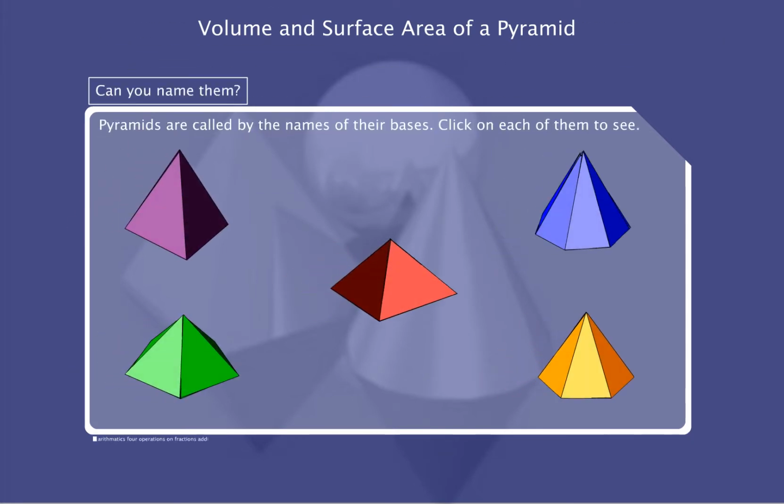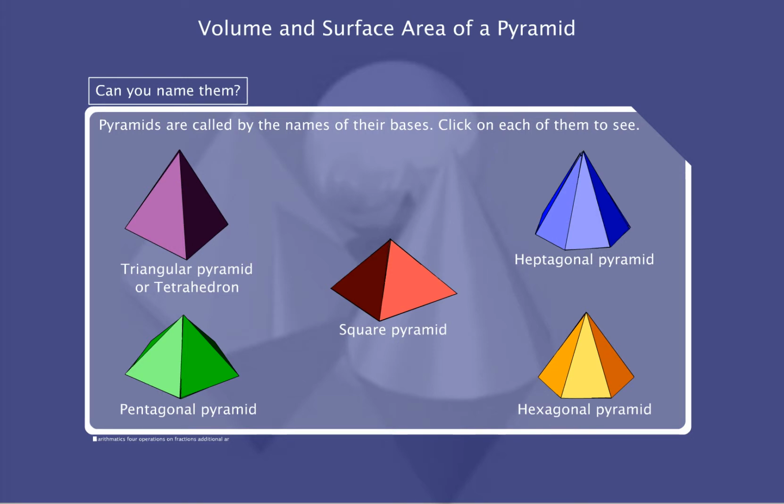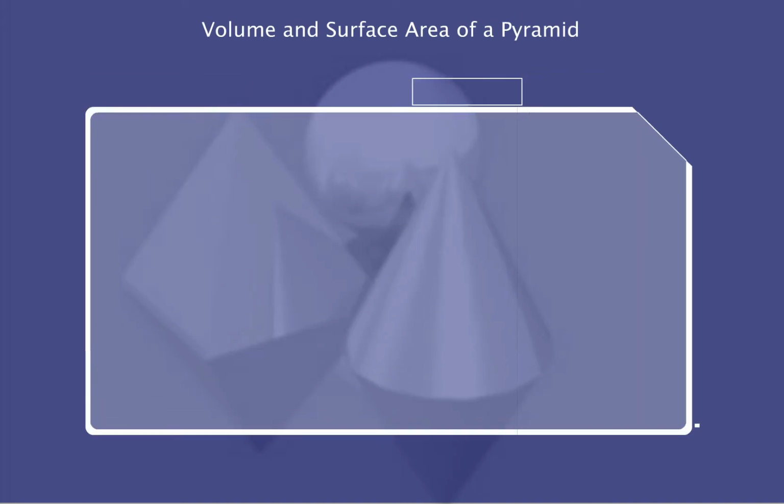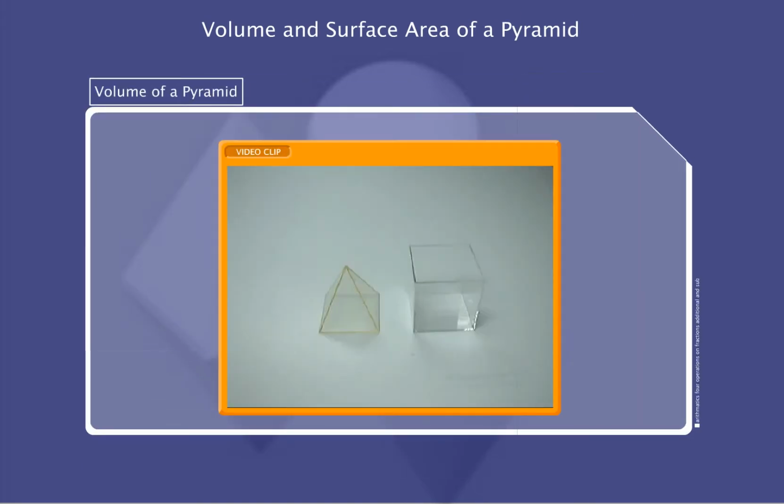Pyramids are called by the names of their bases. Click on each of them to see. Here are a cuboid and a square pyramid. They have the same base and height. Let's compare their volumes.